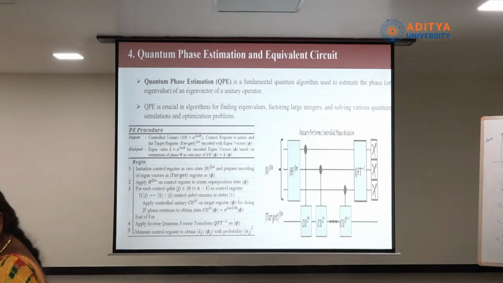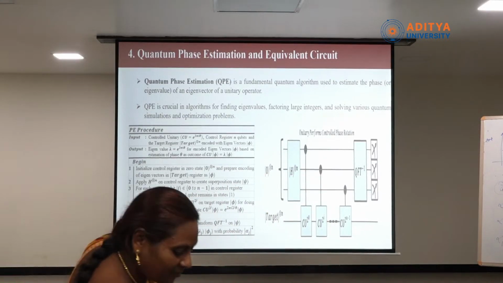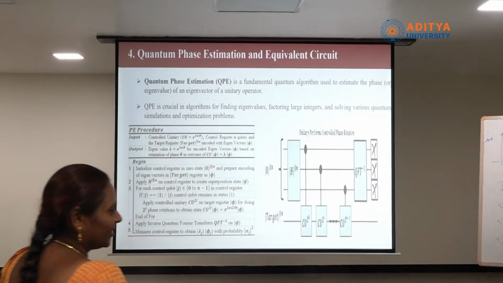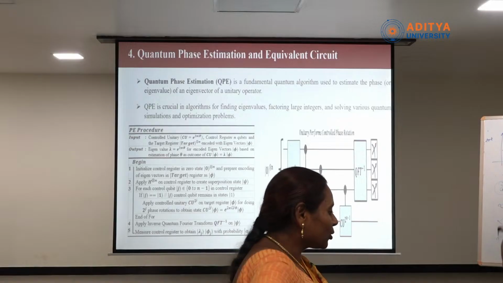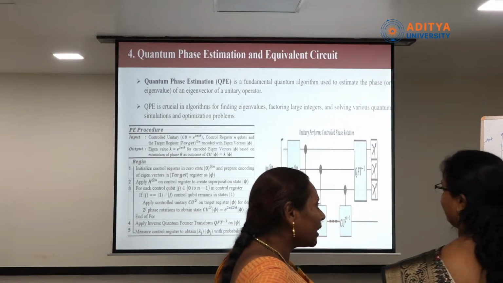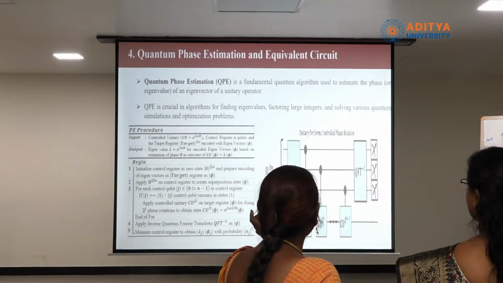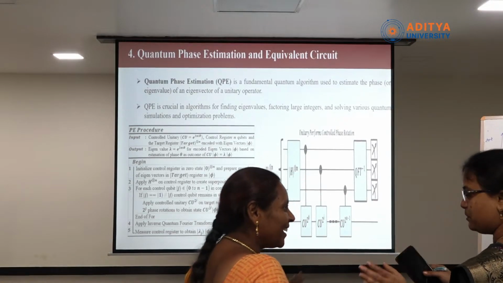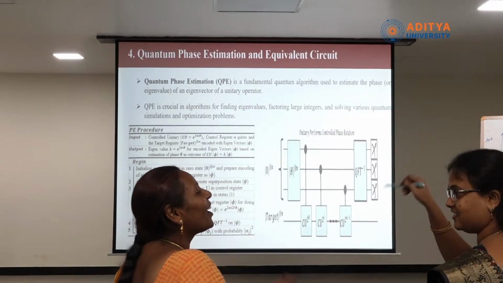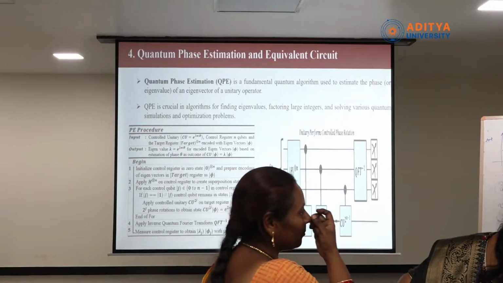Yes, sir. So how can I apply this Hadamard on this? This is simple, sir, directly. Hadamard means you are applying directly, if you are writing it like that it is wrong. Hadamard is a single qubit gate, sir. You can't apply it on the 3 qubit system directly. This writing is wrong.